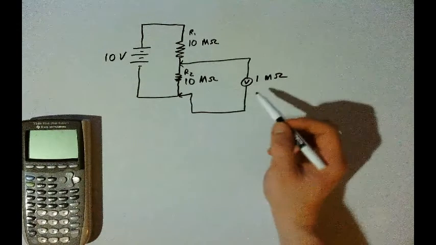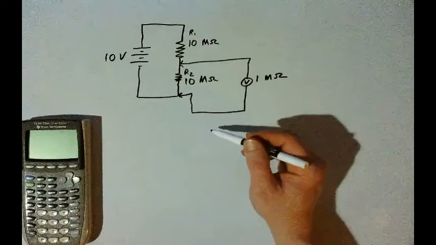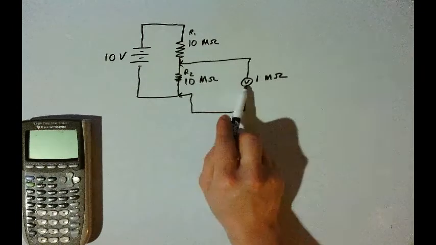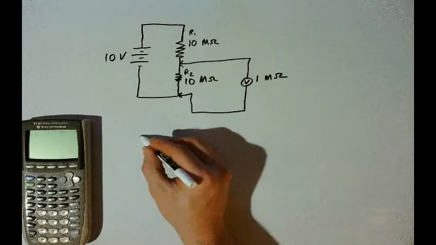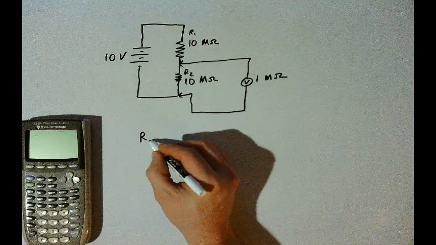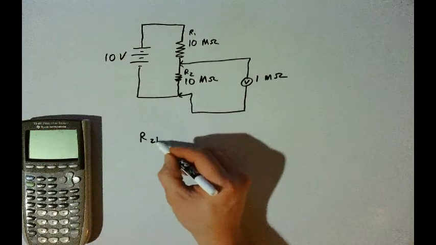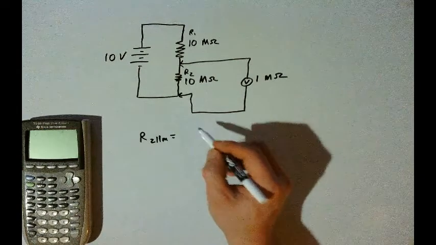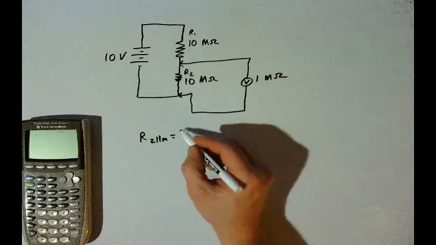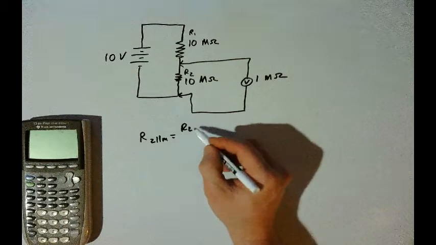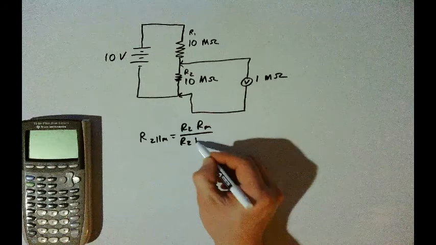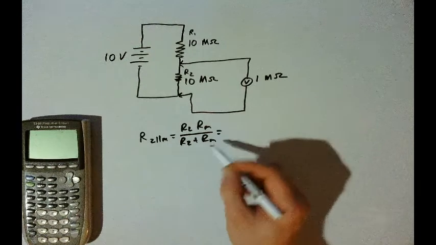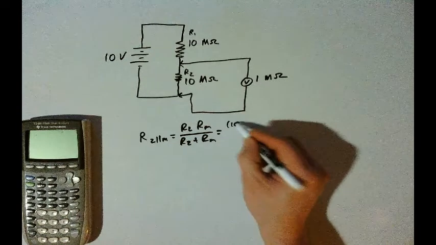If we're to analyze the circuit, we need to start by finding the total resistance. And so R2 is in parallel with the voltmeter. We will combine these two first. The resistance of R2, which is in parallel with the meter, will be, I'll use product divided by sum. So that'll be R2 times the resistance of the meter, divided by R2 plus the resistance of the meter.